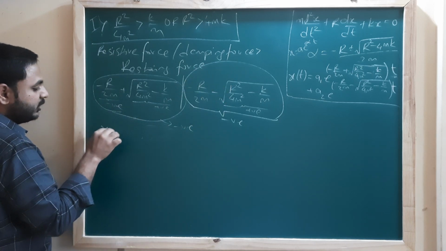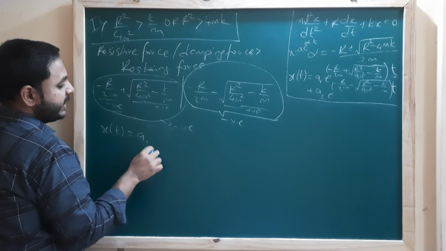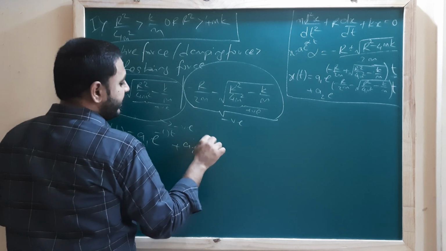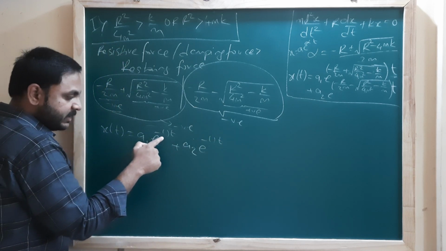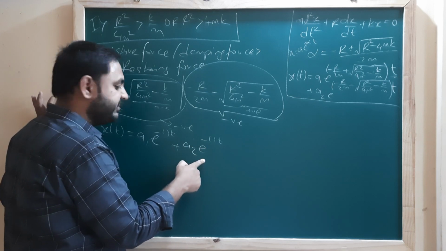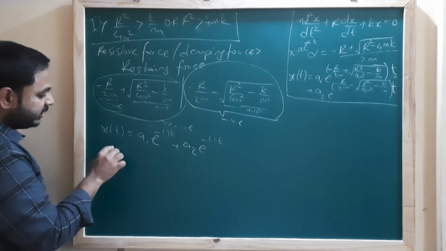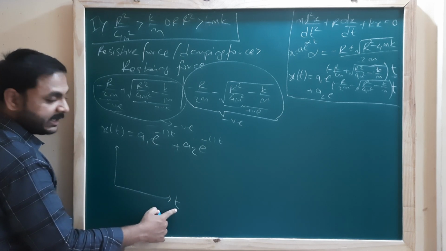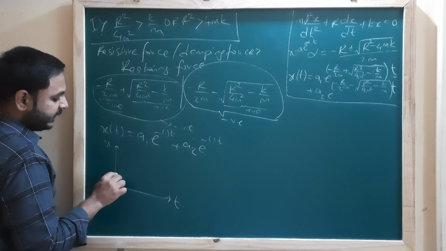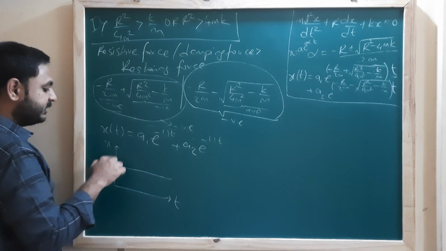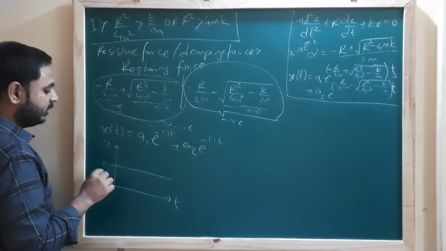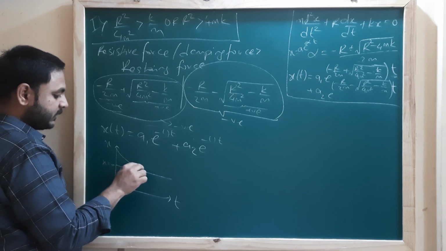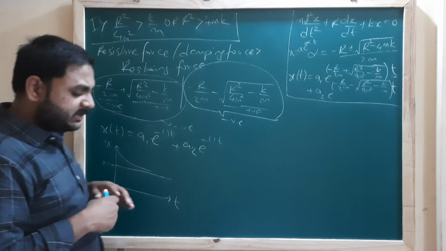Now look at your solution. Your solution will become x of t is equal to a1 e raised to minus something into t plus a2 e raised to minus something into t. This is a negative exponential function. Addition of both will give you a kind of graph which will again be a negative exponential function. So let's say this is the time axis, this is the displacement axis. Let us assume that this is the mean position, x is equal to 0. So the graph that you will get will be something like this. A negative exponential curve.